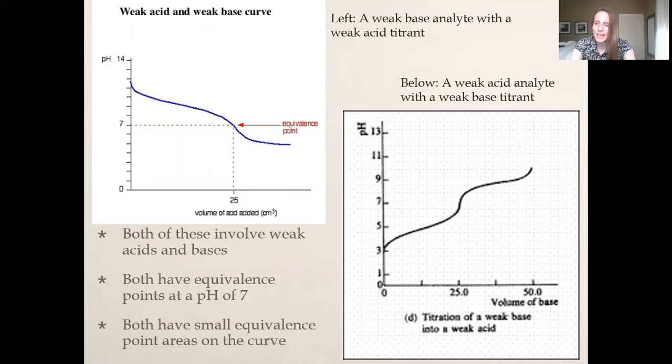If both the acid and base are weak, they're equal in strength, just like a strong acid and strong base. So they will have equivalence points around 7, but the curve won't be nearly as steep as what we've seen in all of the other examples. If you see this really weak looking curve, that just means that both the acid and base are weak.